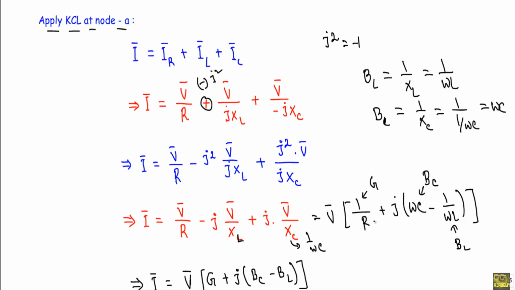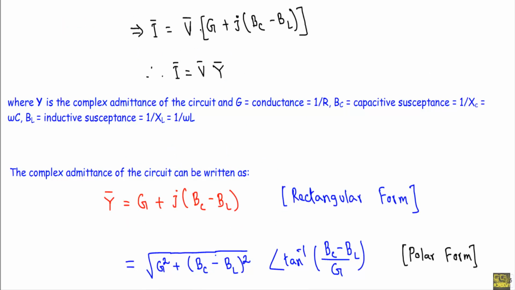So if I put G, BC and BL in the next line, I will get total current I is equal to V multiplied with G plus j(BC minus BL). Therefore we will introduce a new term, admittance, which is expressed with Y, and this Y will be equal to G plus j(BC minus BL) in case of parallel RLC circuit, and the total current equation will be I equal to V into Y. Okay, now see, the Y is the complex admittance of the circuit, where G is the conductance.